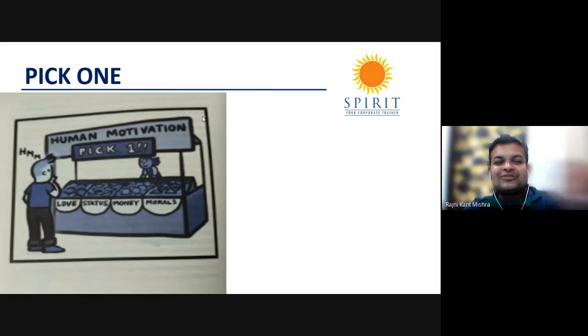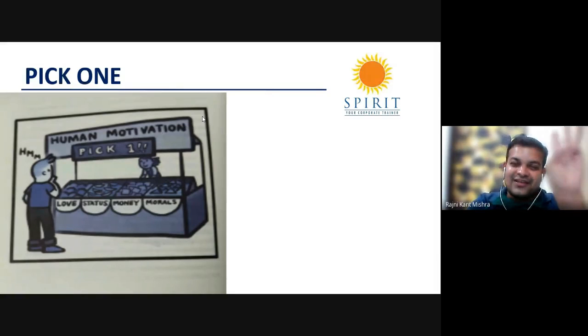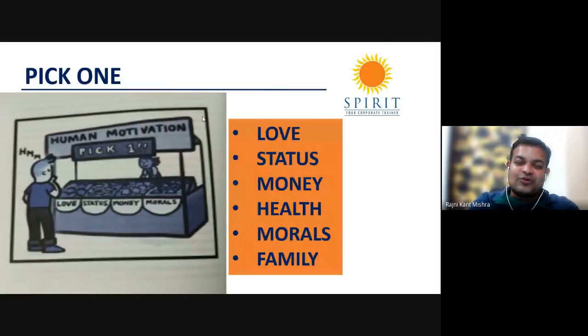If you were asked to choose one amongst these, you can either choose love in your life, or you can choose status in your life, or you can choose money in your life, or you can choose morals in your life. And I have a few more choices like love, status, money. I have put in health, morals, and family here. So you have to choose only one. You can have only one thing amongst these in your life.